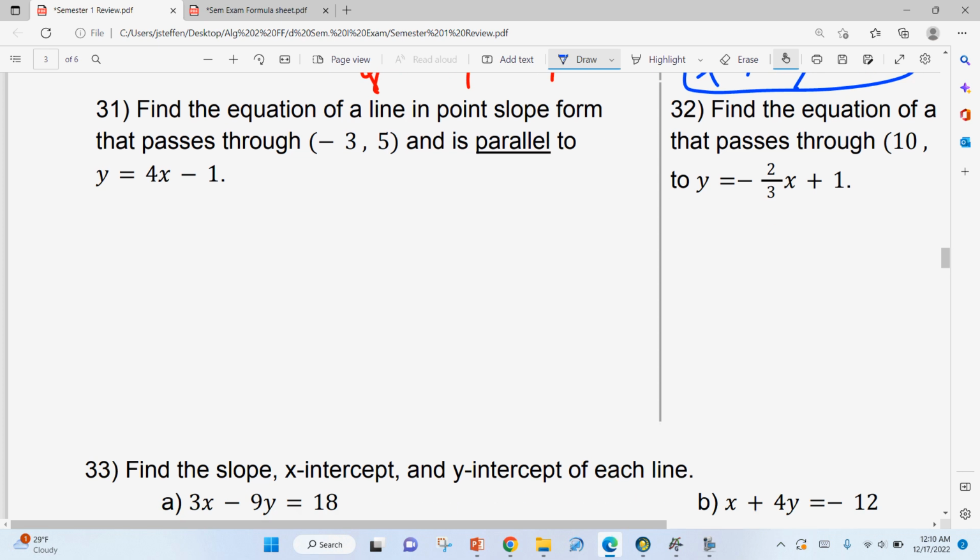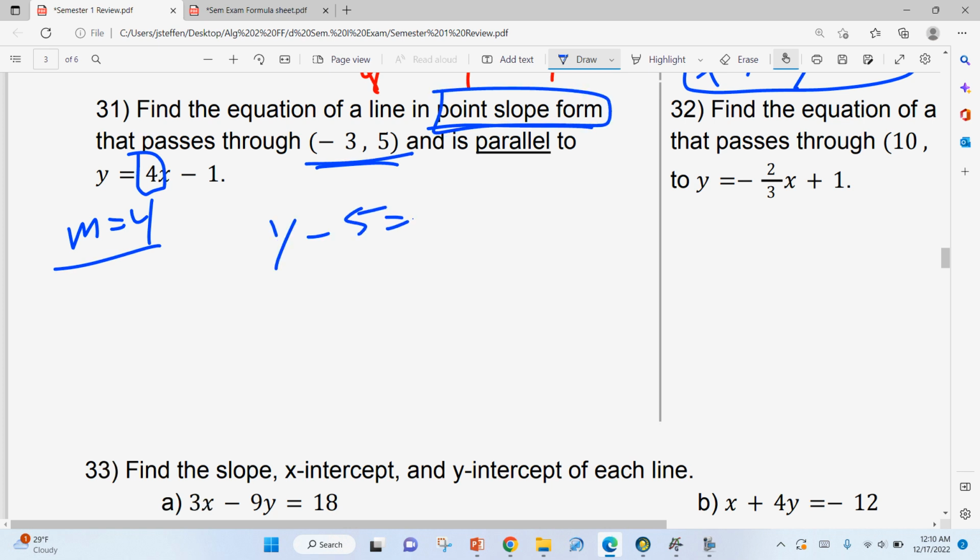Number 31: Find the equation of the line in point-slope form that passes through (-3, 5) and is parallel. So if it's parallel, all they're telling us is the slope of our line, and that's what our answer is going to be. If this slope is 4 and it's parallel, the slope we're going to use is also 4. Once you know the slope and the point, if they want it in point-slope form, it's actually pretty easy. y minus 5, the y value, is equal to your slope times x minus negative 3.